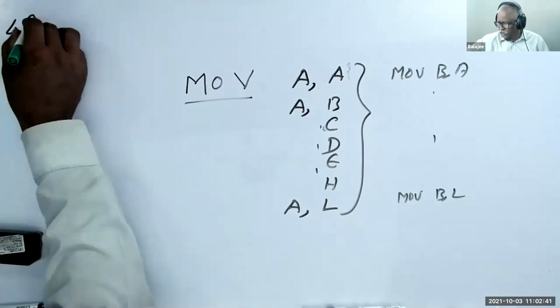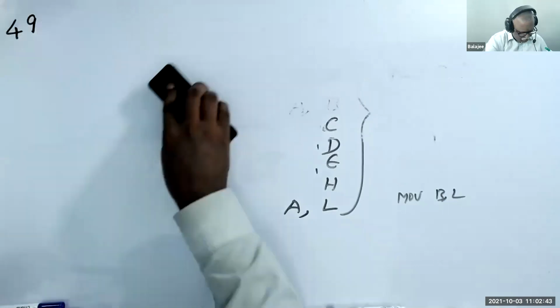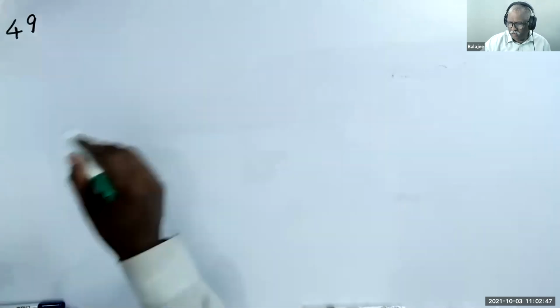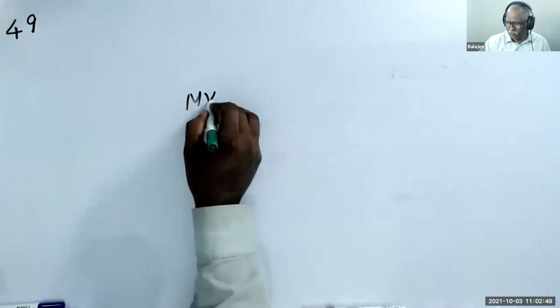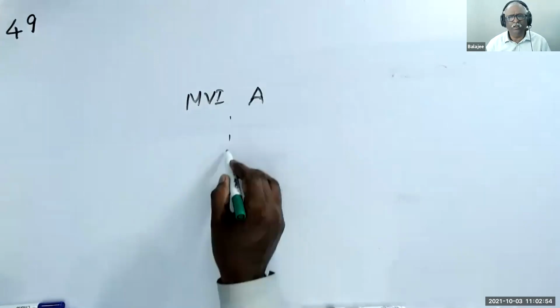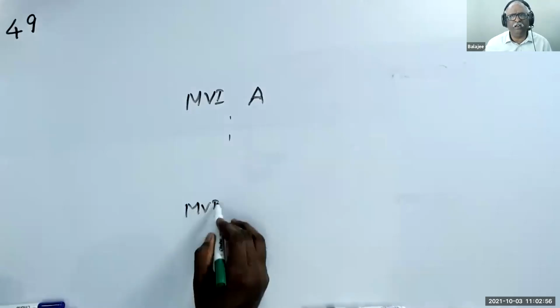Then we have an instruction called move immediate A up to move immediate L. That means that you can move any number into the register.